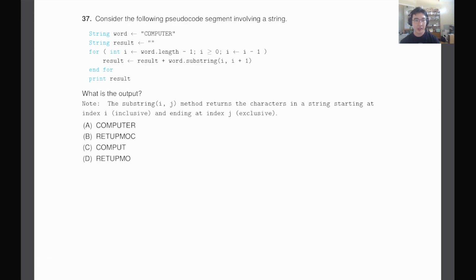Question 37. Consider the following pseudocode segment involving a string. So we have some code. I'm going to go ahead and just number them right off the bat.